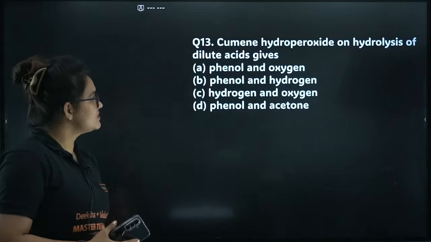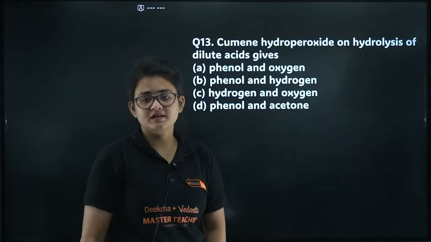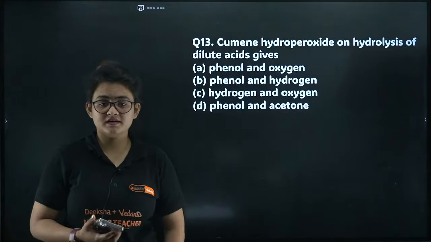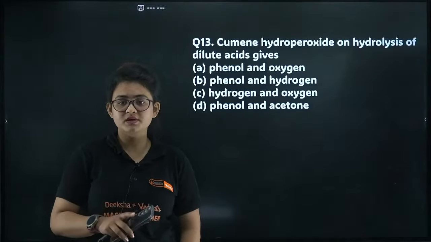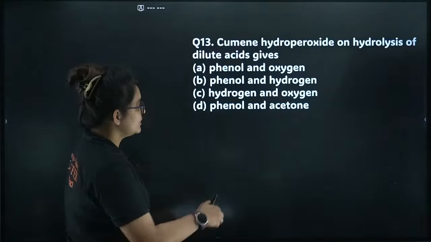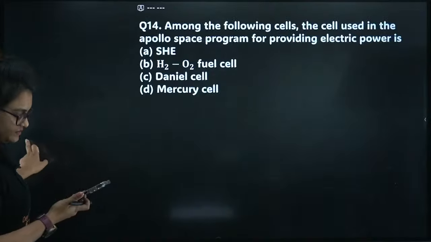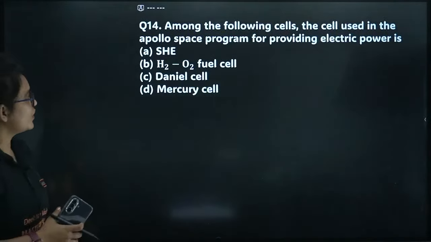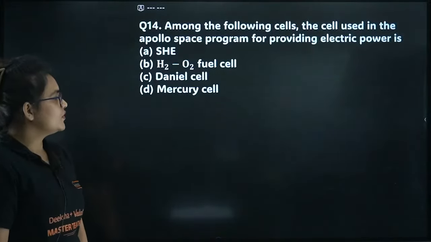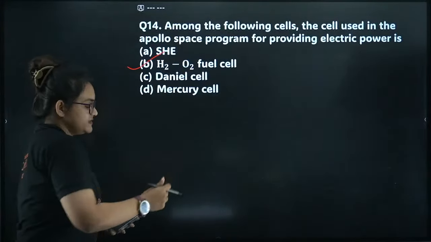Cumene hydroperoxide on hydrolysis with dilute acid. I guess you remember that in the last session I told you that the cumene to phenol synthesis is going to be very important. So cumene hydroperoxide on being hydrolyzed definitely gives phenol, along with one byproduct, acetone. Let's proceed. Among the following cells, the cell used in the Apollo space program for providing electric power is definitely going to be the H2-O2 fuel cell.